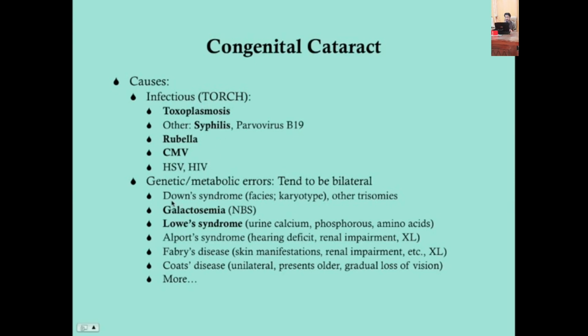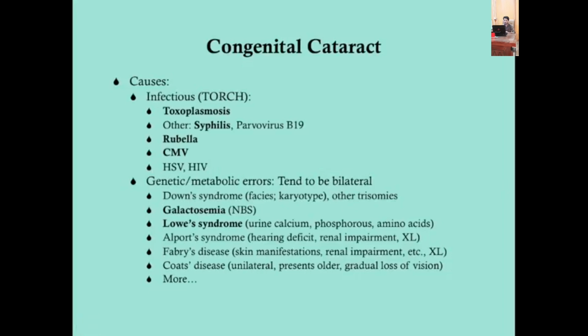This includes Down syndrome. Down syndrome a lot of times is diagnosed before birth, but something that can help you diagnose it is just the general appearance of the child. They can have the abnormal stereotypic facies of Down syndrome, and you can get a karyotype if you want to confirm this. Other trisomies like Patau syndrome and Edwards syndrome can also cause congenital cataract.